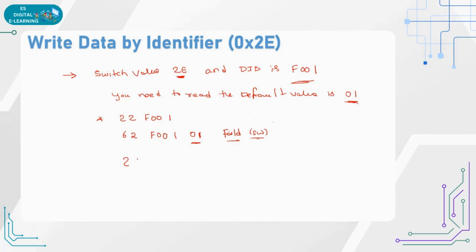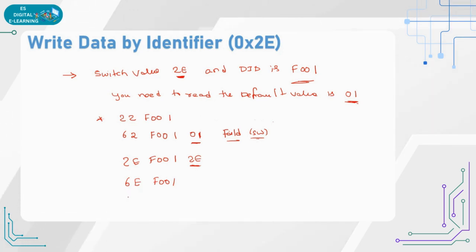So I will write 2E F001 and the switch value I need to write is 2E, right? So I am writing the switch value 2E. So again, I will read back 6C F001. So now my value is written. If it is written successfully, we'll get a positive response.